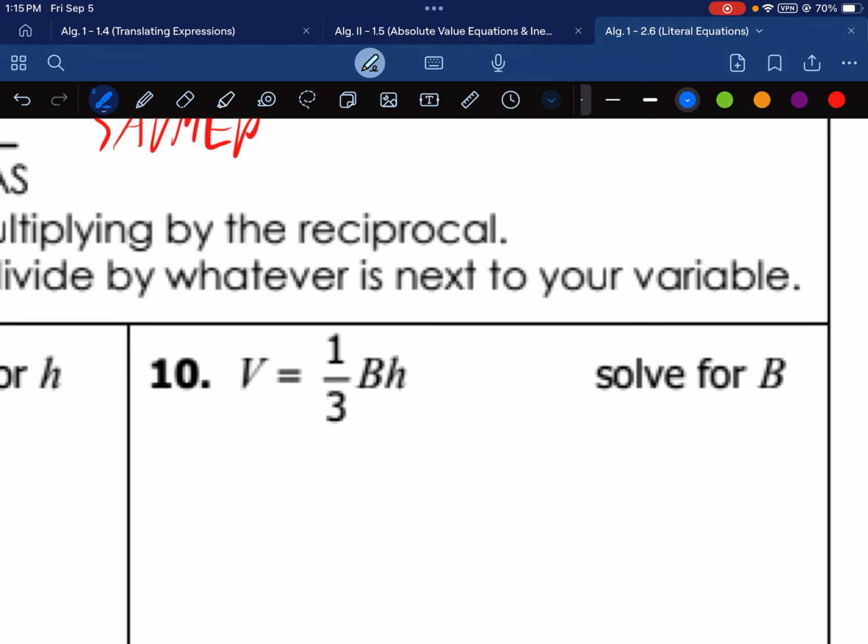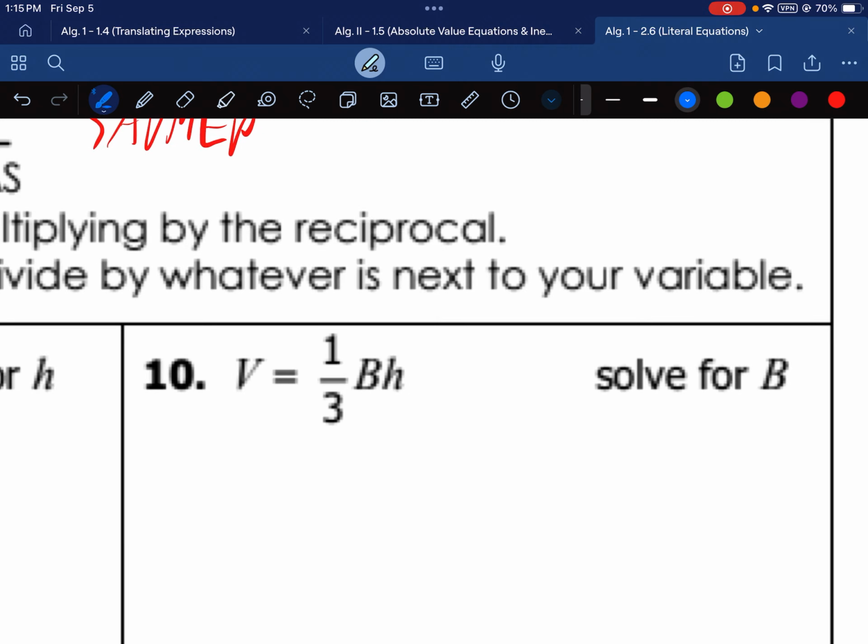Number 10 here, v equals 1/3 b times h. We're supposed to solve for this capital B here. And so I'm going to say my b is being multiplied by h and 1/3. I can't undo them well at the same time because dividing by 1/3 h is messy because of the fraction. So I'm going to undo the fraction first here. You could undo the h first as well if you'd like. Undoing the fraction, we multiply by the reciprocal, which is 3 over 1. The 3's reduce, and I get capital B times h equals, multiplying the other side by 3, 3v.